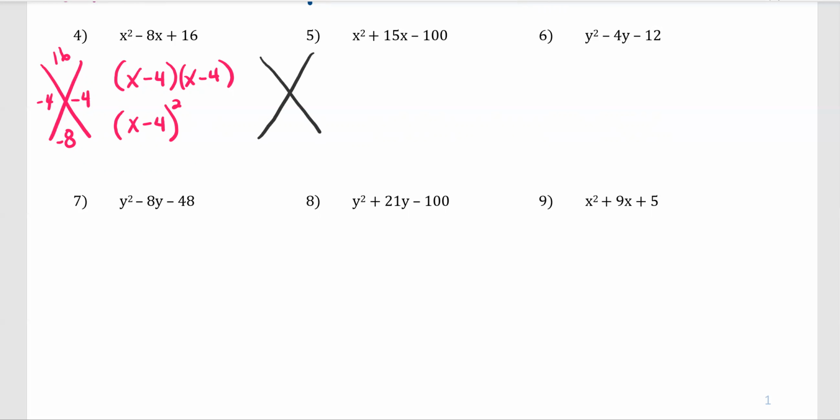Number 5, we need the factors of negative 100 that add to 15. Go through your list of the factors of 100: 1 and 100, 2 and 50, 5 and 20 seems like a good idea. But we need a negative 100, so one of the numbers has to be negative, but we need a positive 15. So the bigger number needs to be positive. So our factors are x minus 5 and x plus 20.